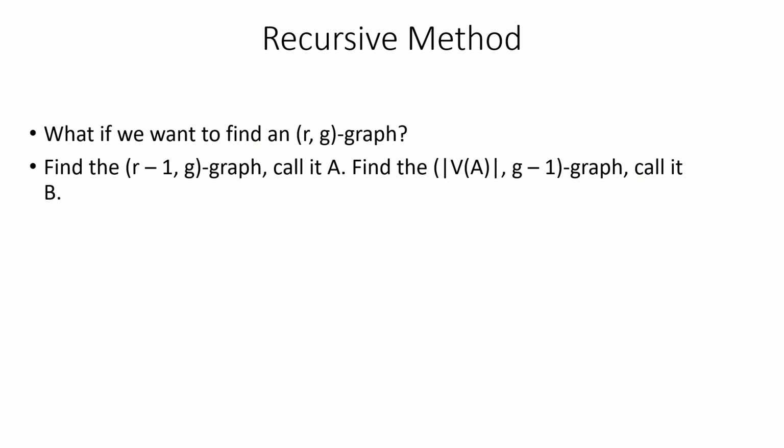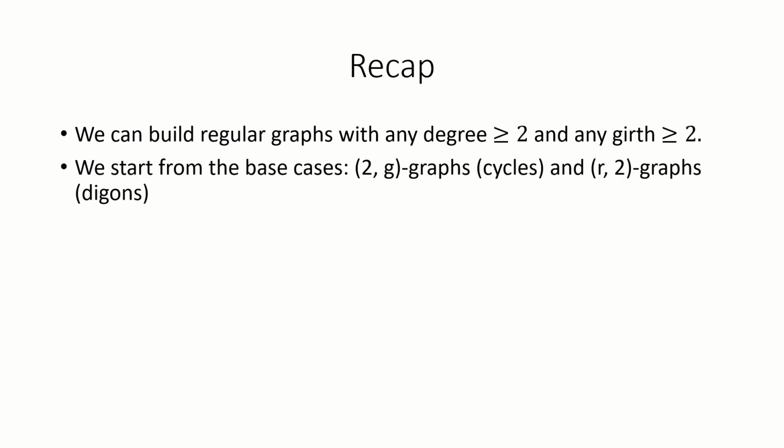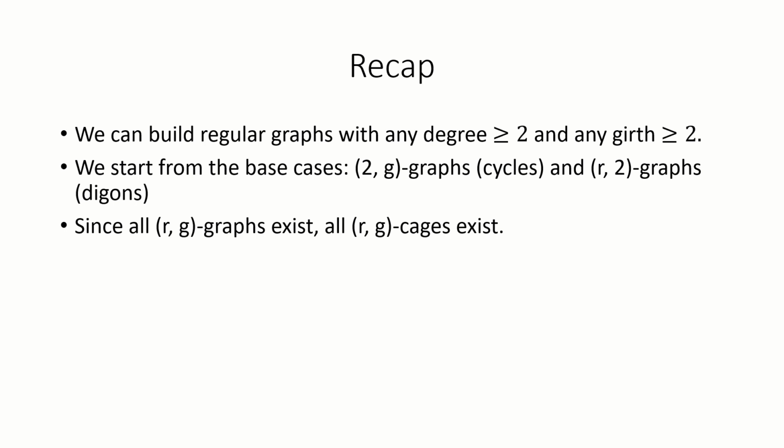To finish the video, let's do a recap. We have a construction that works by starting from a few cases, the 2g graphs and the r2 graphs, and then progresses toward building an rg graph. By showing that for any r, g greater than or equal to 2, there exists an rg graph, our construction also shows that for any r, g greater than or equal to 2, there exists an rg cage.